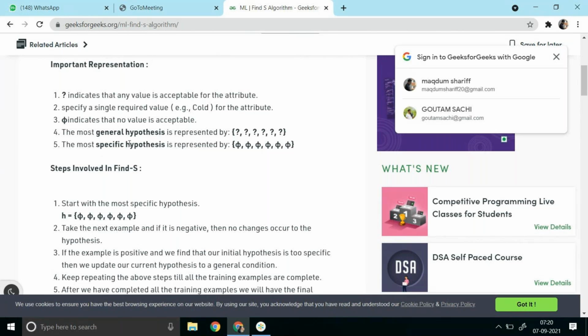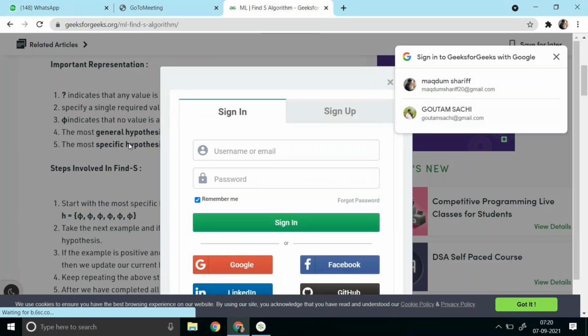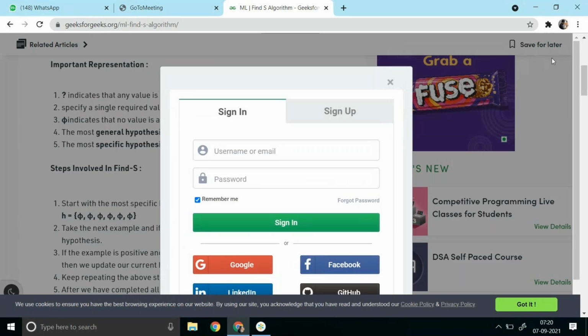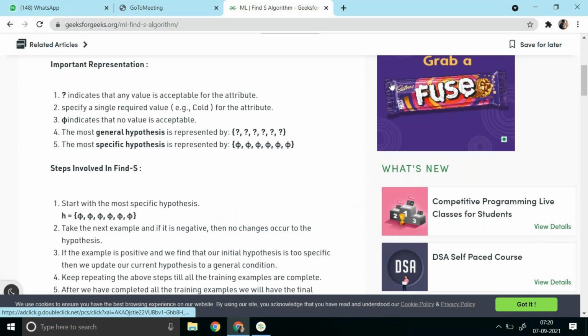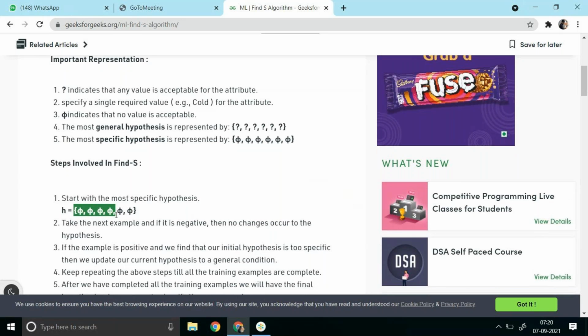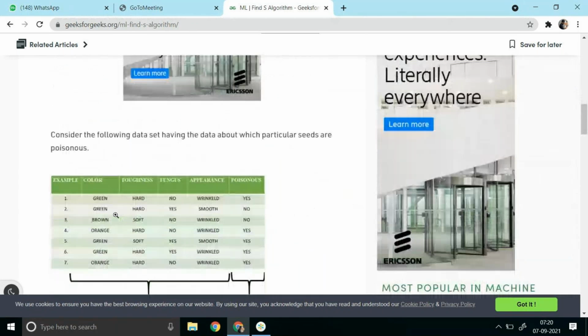Now you can see, first we have to start with the most specific hypothesis. We need to consider phi as the first, most specific hypothesis. They will give a set of training data, and in that we will consider the first attribute values as the most specific hypothesis. I'll show you here. I'll take an example.